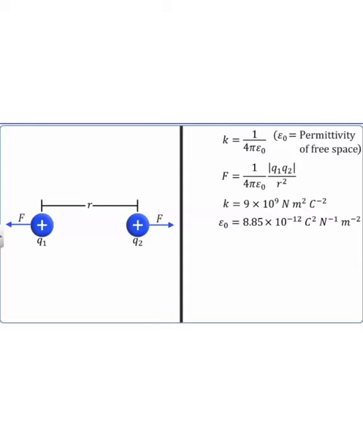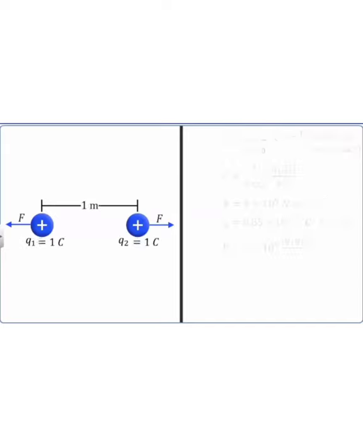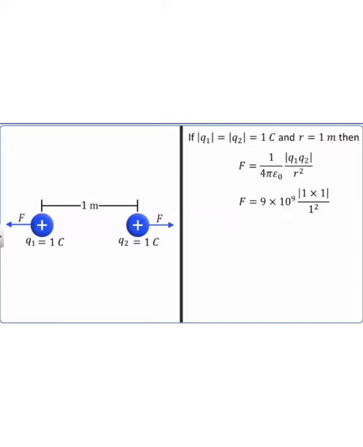Hence, F is equal to 9 into 10 power 9 into Q1 Q2 by r square. Using Coulomb's law, a unit charge can be defined as one that experiences an electrostatic force of 9 into 10 power 9 Newton when placed at a distance of 1 meter from another unit charge in free space.